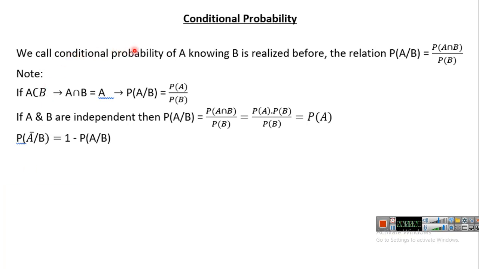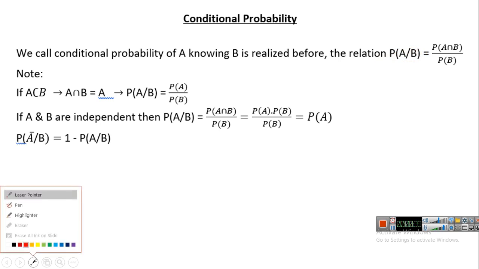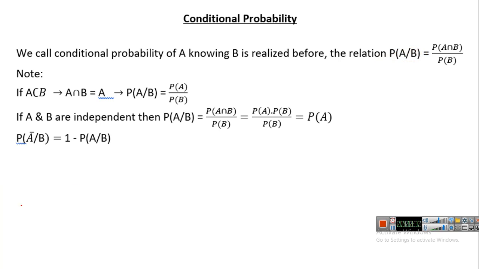So we call conditional probability, we have a condition of A knowing B, an event B realized before. The relation is P of A knowing B is P of A intersecting B over P of B. So what does this mean? Let me give you an example to understand it.